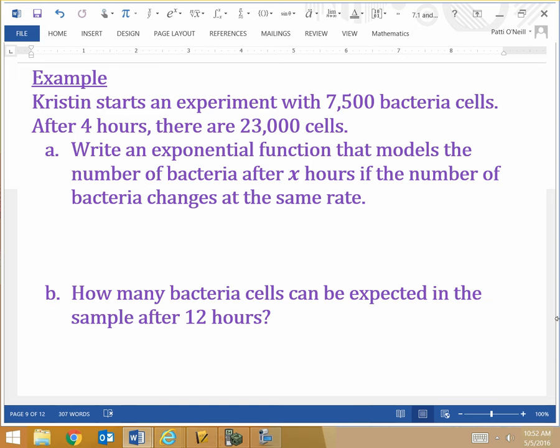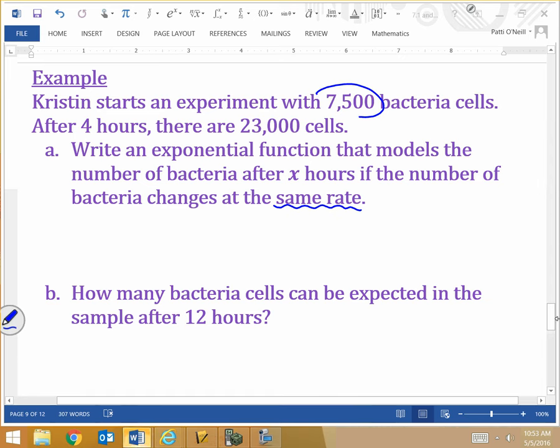It reads, Kristen starts an experiment with 7,500 bacteria cells. After 4 hours, there are 23,000 cells. Write an exponential function that models the number of bacteria after x hours if the number of bacteria changes at the same rate. So the fact that we're told that the bacteria changes at the same rate tells us that I don't have an actual r value, so I'm going to just use a base of b, knowing that there is some type of constant change.